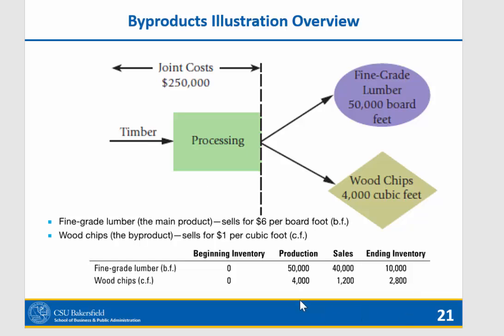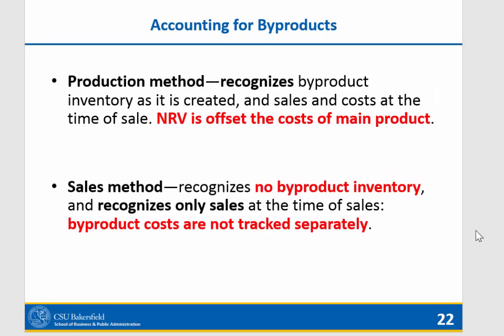Then we have inventory information. We start with 50,000 production for the fine grade lumber, and we sell 40,000, and 10,000 board feet are left in the ending inventory. Then for the wood chips, we have 4,000, you sell 1,200, and you have 2,800 left in the ending inventory. This is the background of the question. Now how can we allocate the 250,000 joint costs, how do we define CGS, how do we find the income statement, and how do we deal with the balance sheet for the inventory? These are the questions we have to look at.